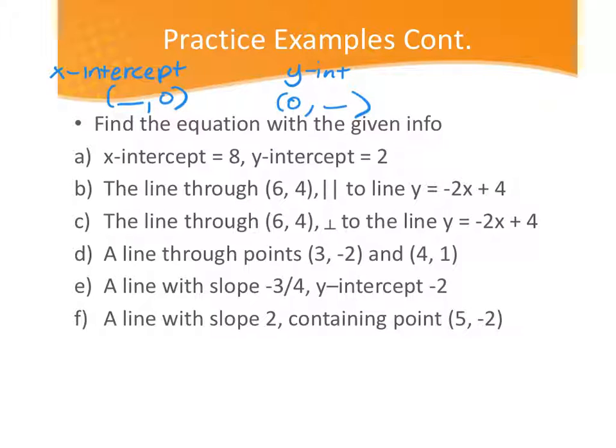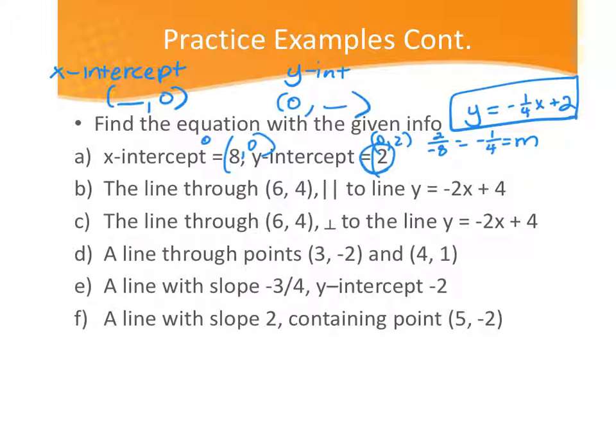Take these 2 points. Oh, this is 8, 0. And this is 0, 2, right? And from there, you can find the slope. So I can do 2 minus 0, which is 2, over 0 minus 8, which is negative 8. And I get negative 1/4. Now I've got my slope and my y-intercept. So I could say y equals negative 1/4 x plus 2.